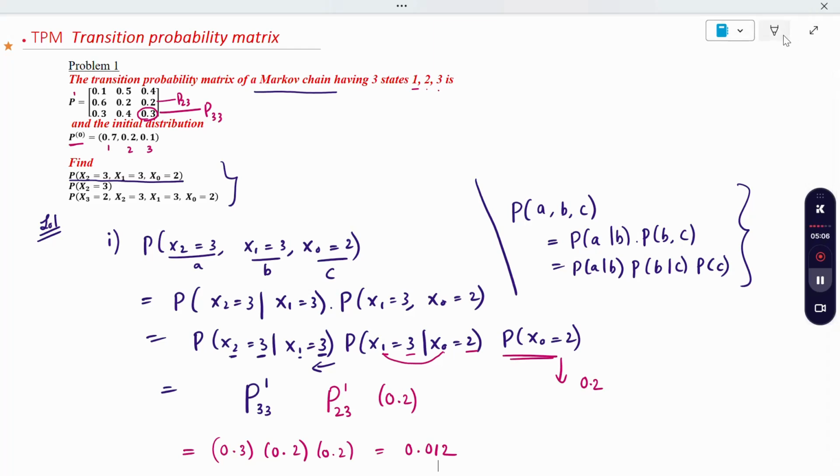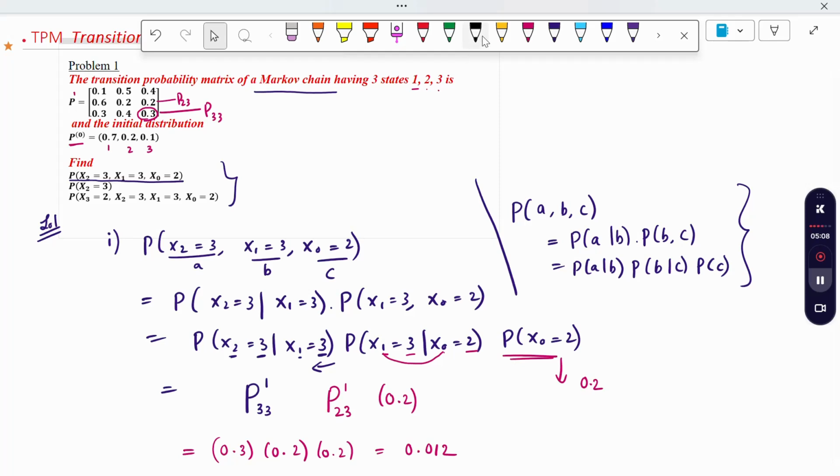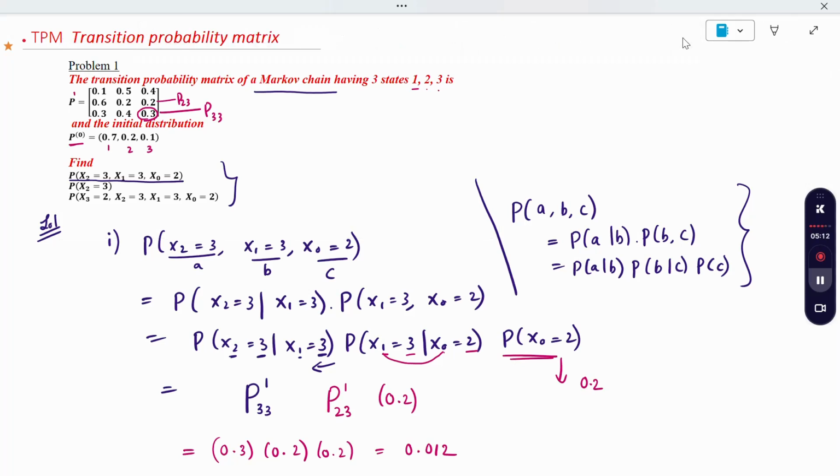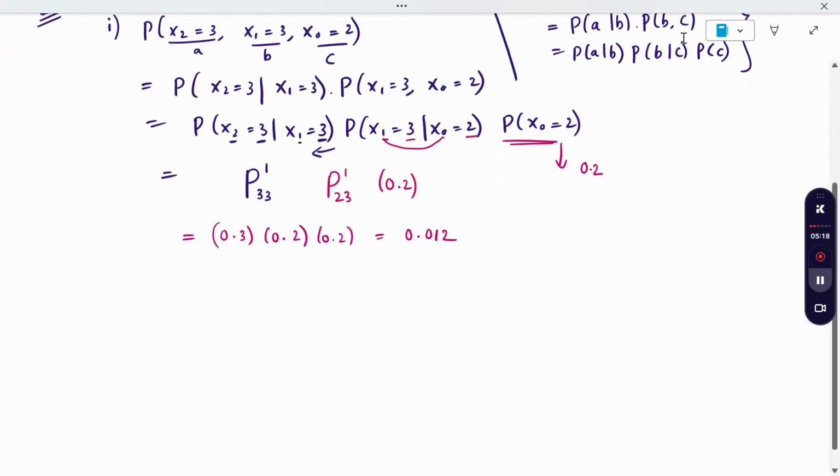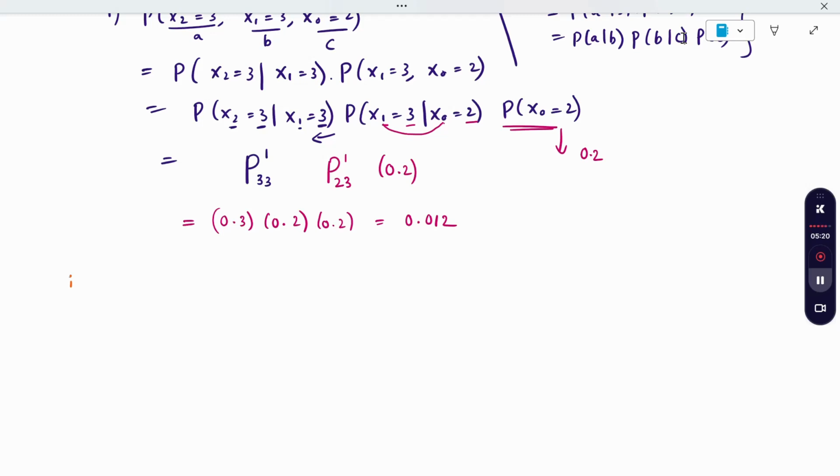So the second subdivision, when only the single element is given, it is asked to find the single element. How do we do it? What does the single element mean? Probability of the same question, x2 equal to 3.